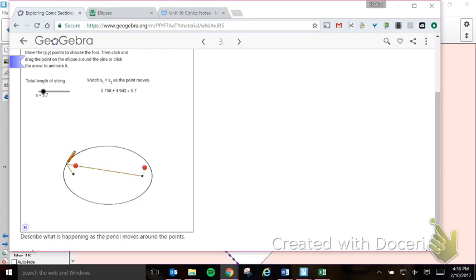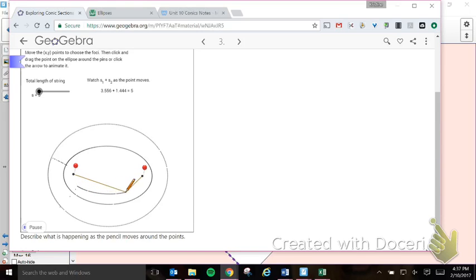It doesn't matter what the distance of the string is. We can move it farther away. My string's farther away now. It's still going to form an ellipse, even though they add up to a bigger number. Or I can move that string closer if I wanted to. Those 2 points, each one is called a focus. Two of them together are called foci.